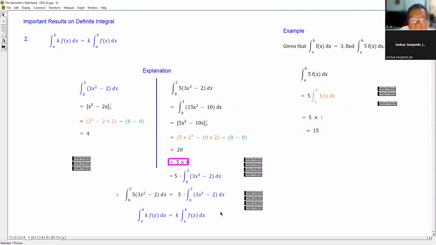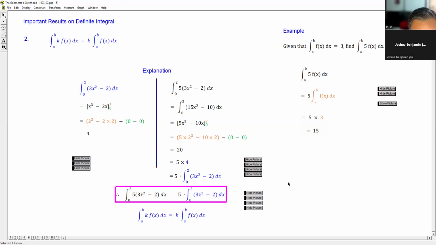So next time, when you see a question like this with a number in front, you just take out the number in front and integrate what you're supposed to do. No need to multiply inside, then integrate. Just take the number and put it outside. After integrating, then you multiply with the number.